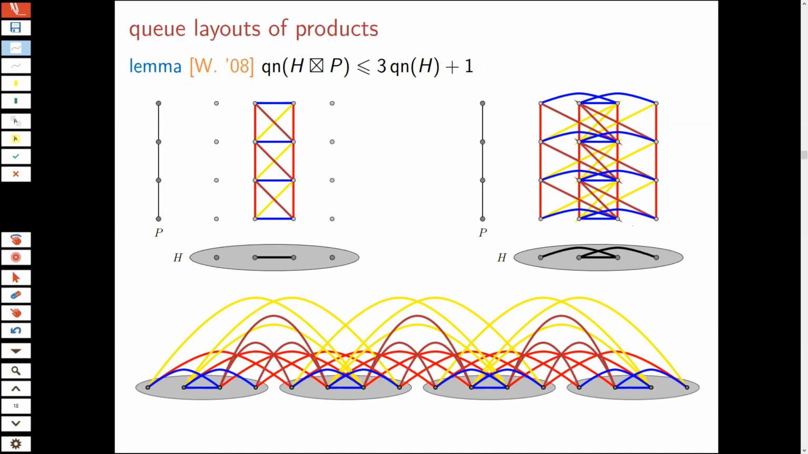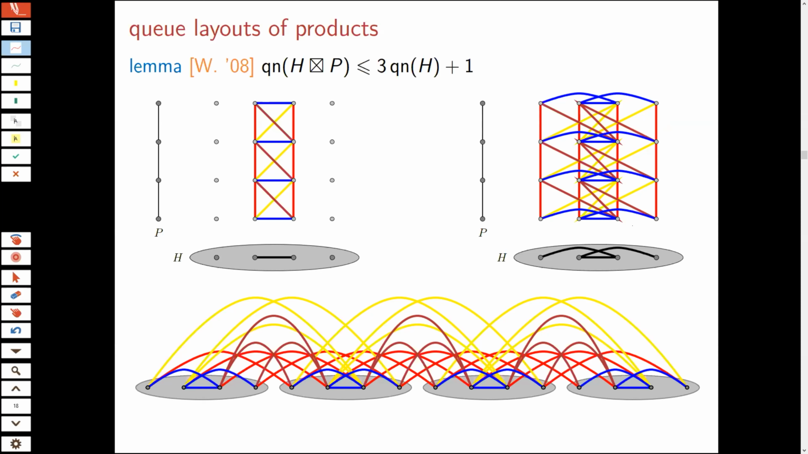It should be obvious that the blue edges here do not nest because they all come from the same Q and H. Similarly, the brown edges do not nest because they all arise from the same Q and H. That takes a tiny bit of proof, but it's really obvious once you see the construction. And similarly, the yellow edges do not nest. And finally, the red edges do not nest for exactly the same reason as I showed you before in the grid.